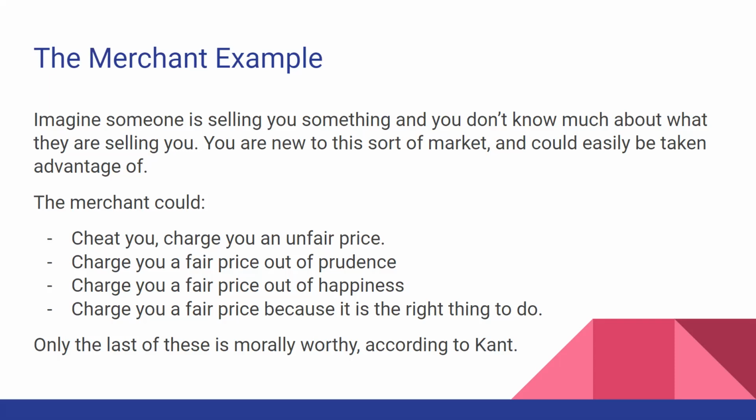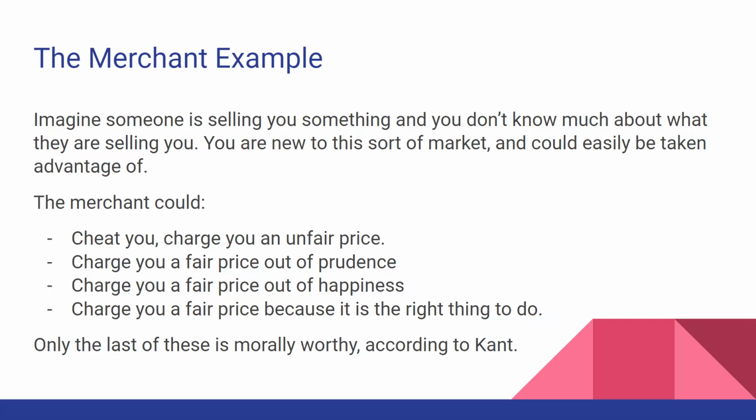Well, it seems like there are four different things that the merchant could do to you, right? The first would be that he could obviously just cheat you and charge you an unfair price. Now, this would be clearly the wrong thing to do. He would be doing something morally problematic insofar as he's cheating you. But then there are three other kinds of actions that seem in line with doing what's right, but only one of them, Kant thinks, is actually morally worthy of praise. So the other three options are this.